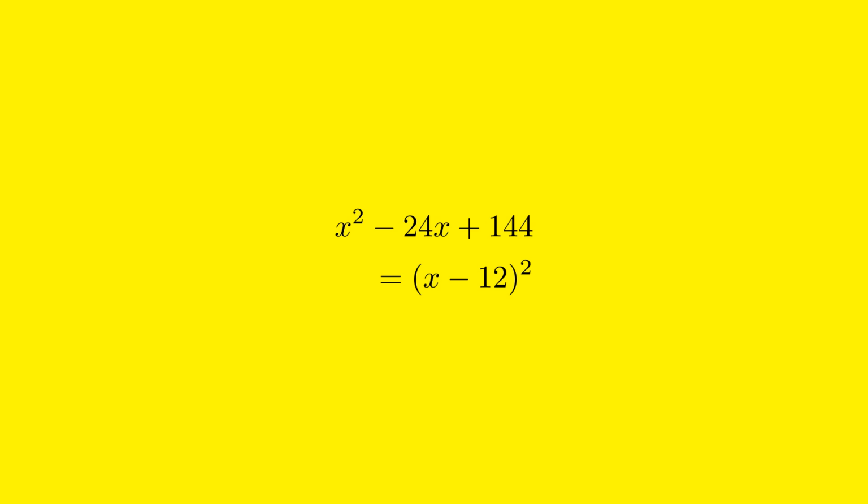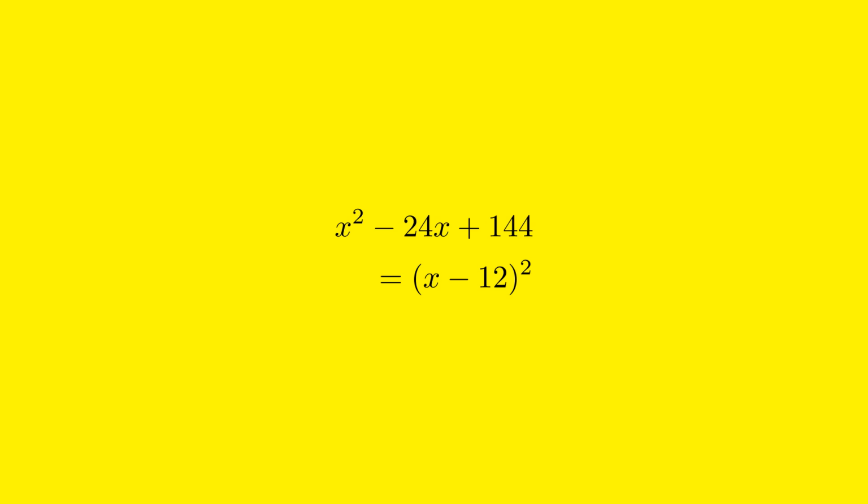Here, we have x squared minus 24x plus 144. We need to identify values for a and b. In our expression, a squared is x squared, so a is x. Next, look at the term 24x. In the standard form minus 2ab, the value minus 24 represents minus 2ab.